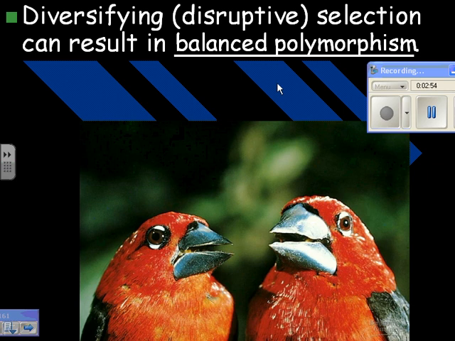Balanced means you have both. Poly means many, and morph is the characteristics. It's like morphological, the structures that you see. So for example, you have these two different birds, and they perhaps have two different types of food. Maybe this one can get at little seeds or insects, and this one eats larger things like a big acorn or something that's really tough to crush. So you wouldn't end up with birds with beaks in the middle. You'd end up with beaks that are very fine and beaks that are very big and crushing.